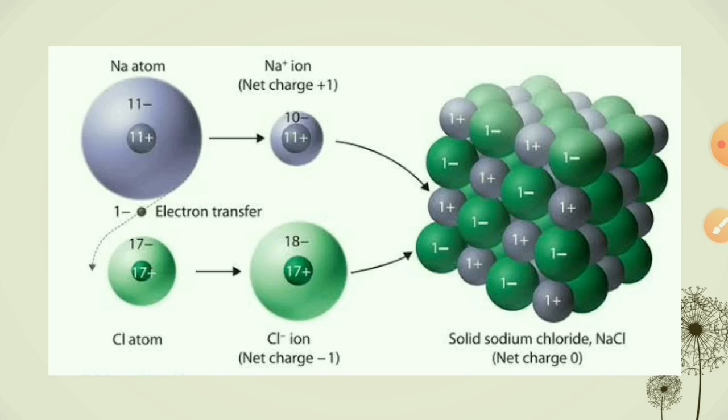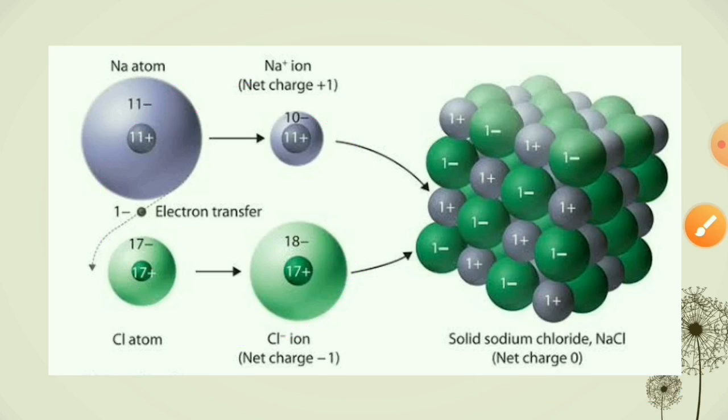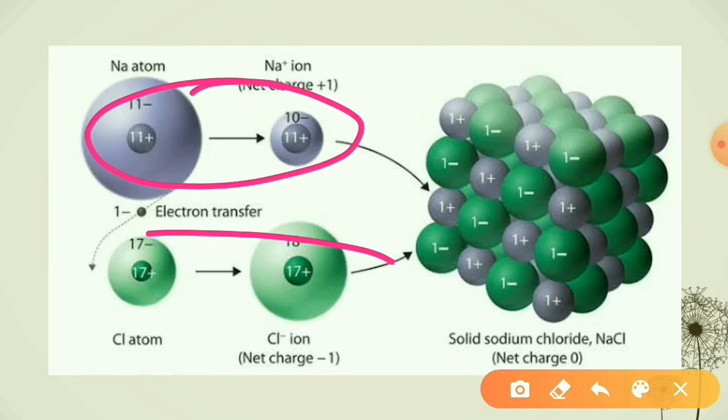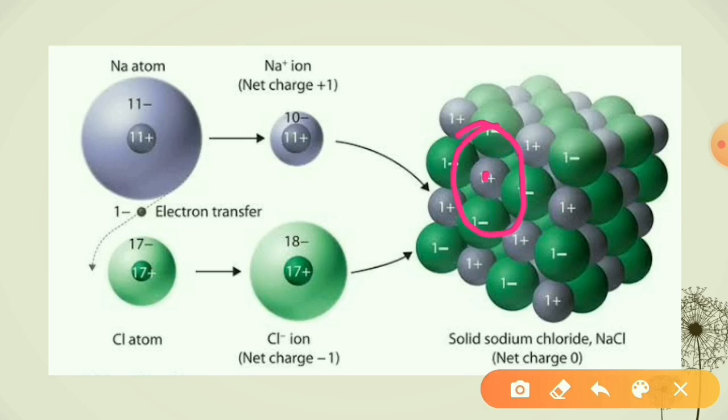The main factor that determines the general arrangement of ions in a crystal is the attractive force between the oppositely charged ions and the repulsive force between the similarly charged ions. Because of this, the general crystal structure has negative ions surrounded by positive ions and positive ions surrounded by negative ions.